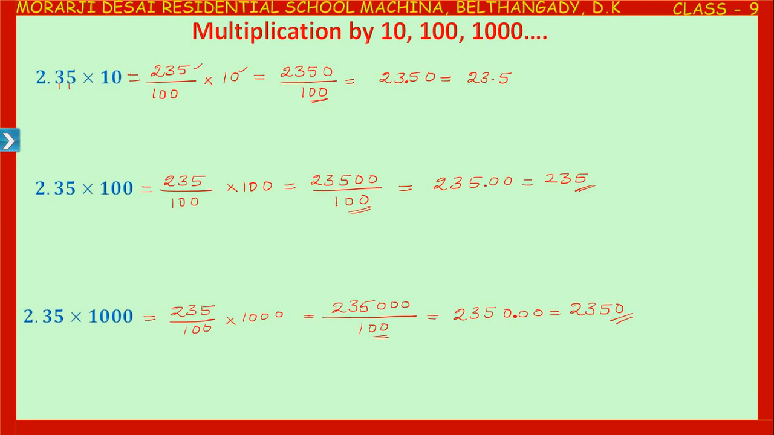Look at the question and answer. See here, 2.35 into 10 is equal to 23.5.